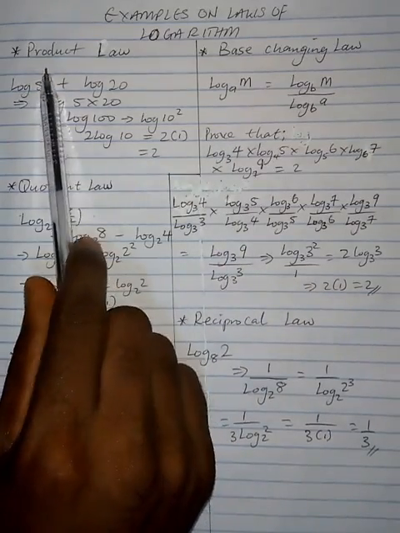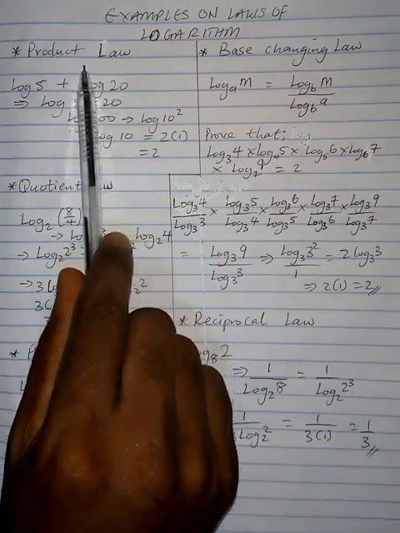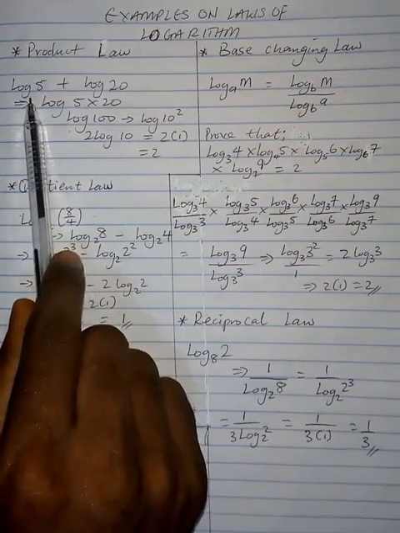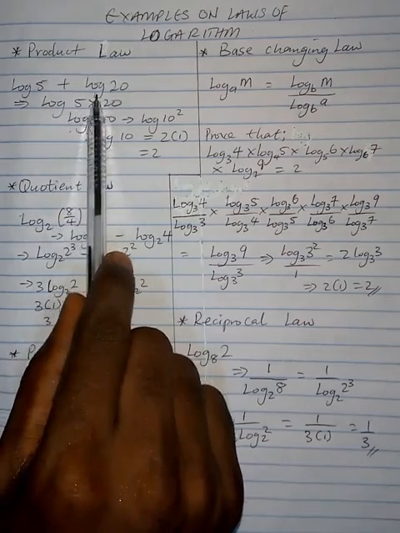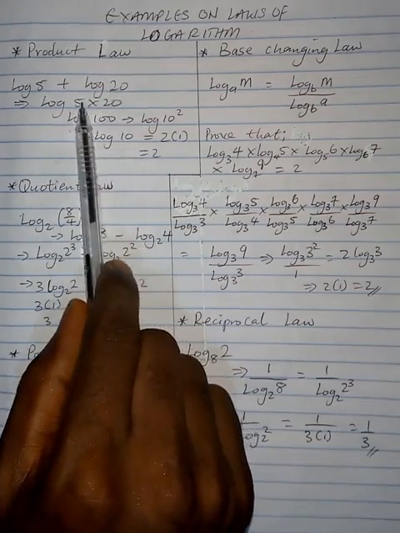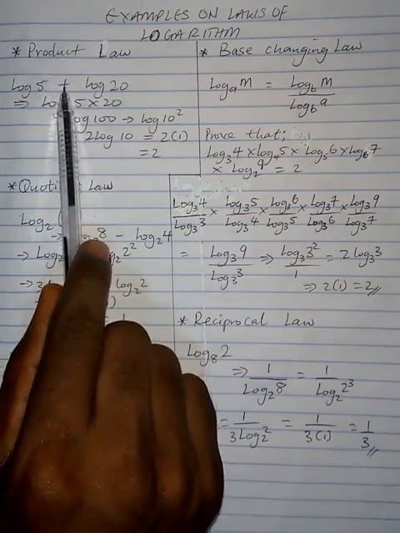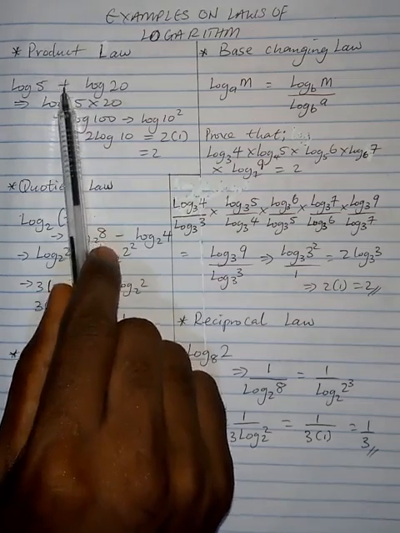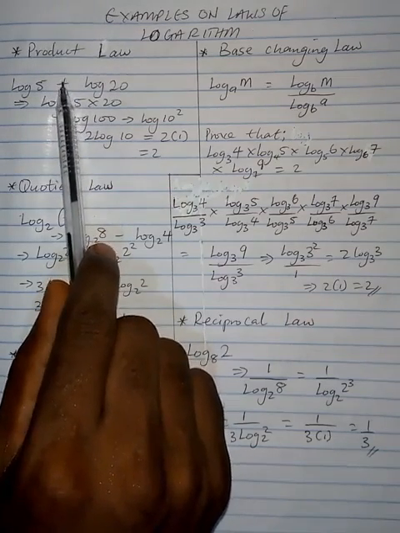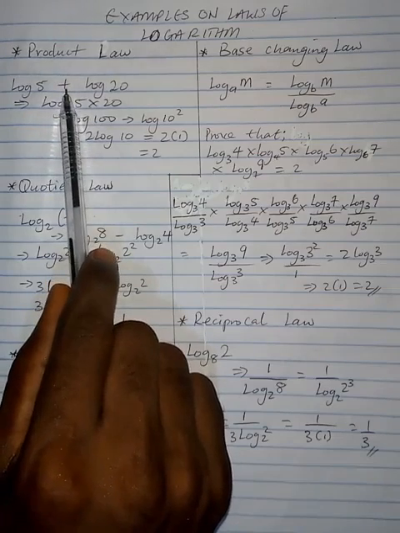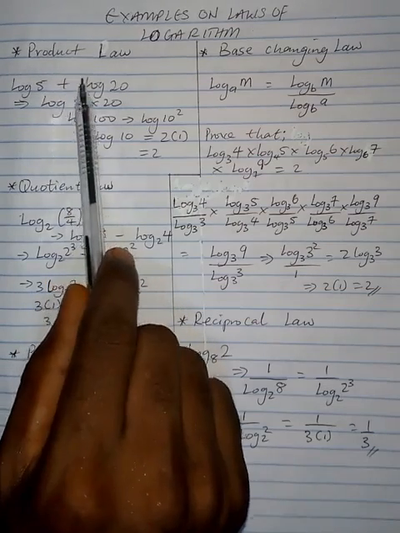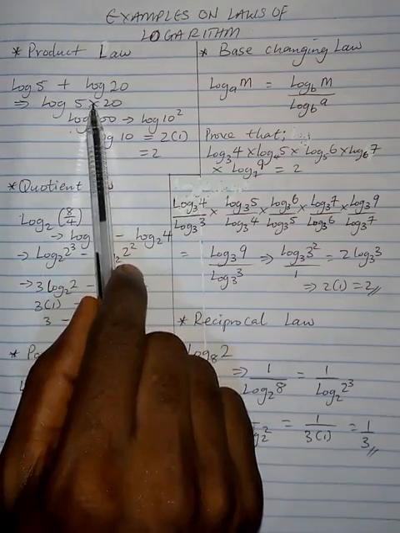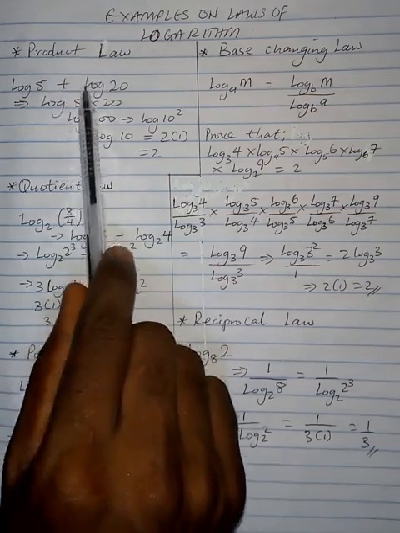Okay. Now we have the product law. Here we have log 5 plus log 20. Now you'll be wondering, is this actually a product? In some cases it will come in the form of a product, and in some cases it will come as an addition. So whether it is addition or multiplication, the product rule affects it.